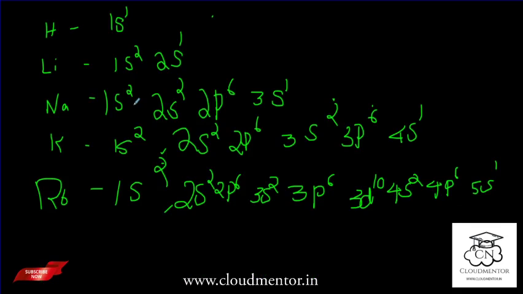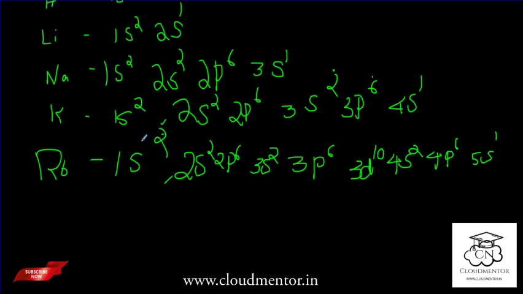The second similarity is that all of them are strongly electropositive, and have a tendency to lose the solitary electron of their outermost shell and change into unipositive ions. Both hydrogen and the alkali metals have this strong electropositive property. The third similarity is that their normal valency is 1. Hydrogen has valency 1, and alkali metals also have the same valency, that is 1.